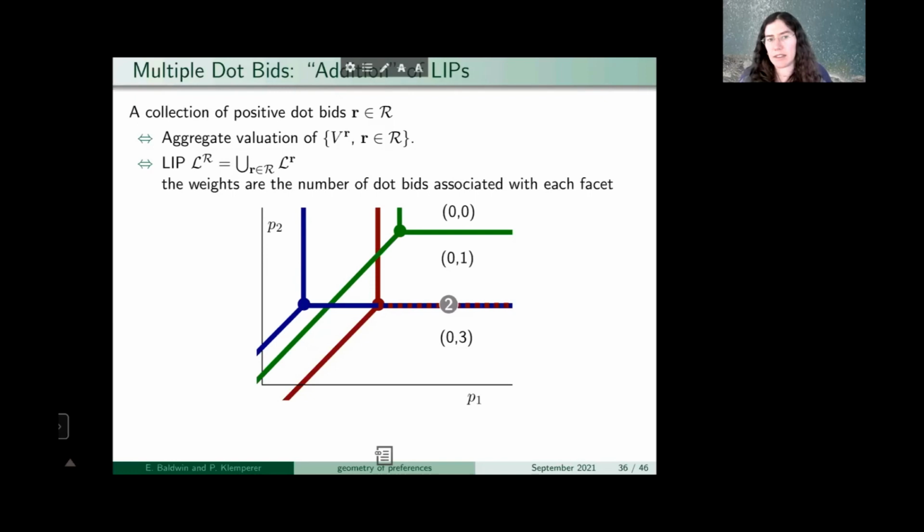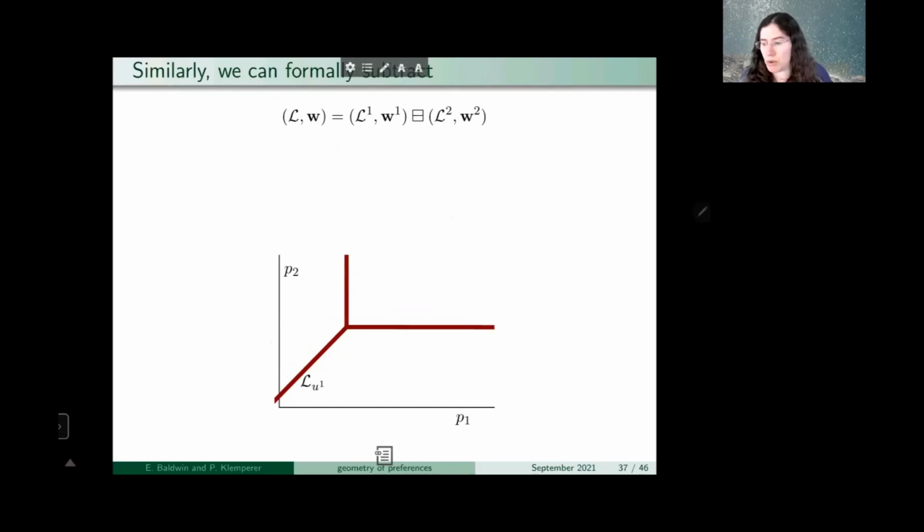So we see that on the facet where I've labeled two, the red dot and the blue dot have both given rise to a facet that lines up there. So that one has weight two. So we have a sense of addition of lips from dot bids. And the addition is that we take their union and then we add up the weights on the facets, if facets come from more than one lip in the first place. So that should be fine, given all we've seen before. So that's addition. Now we can do subtraction.